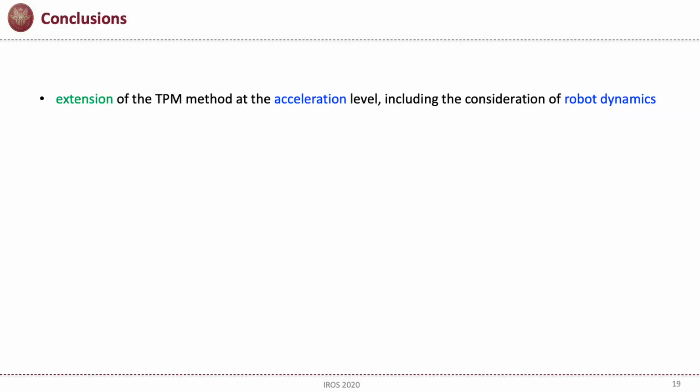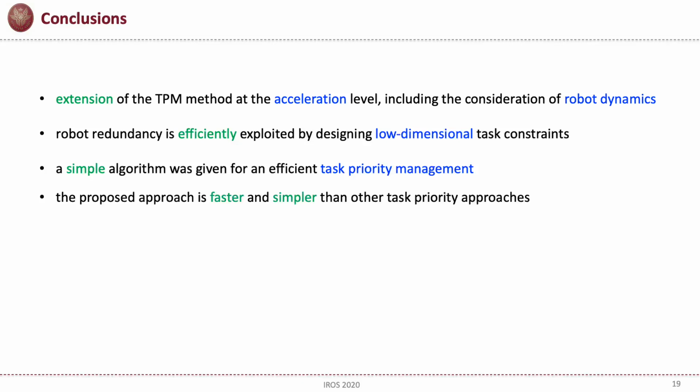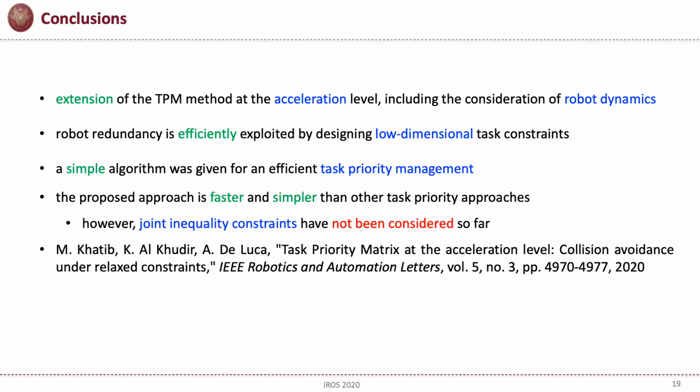In our work, we presented the extension of the TBM method at the acceleration level, including the consideration of robot dynamics. Robot redundancy is efficiently exploited by designing low-dimensional task constraints. A simple algorithm was given for an efficient task priority management. The proposed approach is faster and simpler than other task priority approaches. However, joint inequality constraints have not been considered so far. For more details, please refer to our paper.